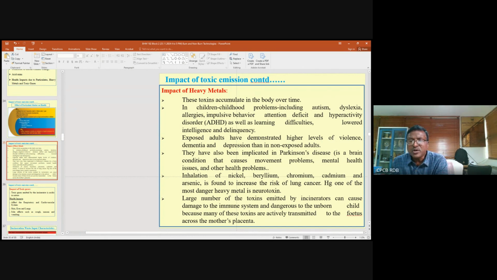In children, problems including autism, dyslexia, allergies, impulsive behavior, attention deficit hyperactivity disorder, as well as learning difficulties, lowered intelligence and delinquency. Exposed adults have demonstrated higher levels of violence, dementia and depression than non-exposed adults. Therefore, there are so many health problems if there are emissions once they reach the atmosphere.